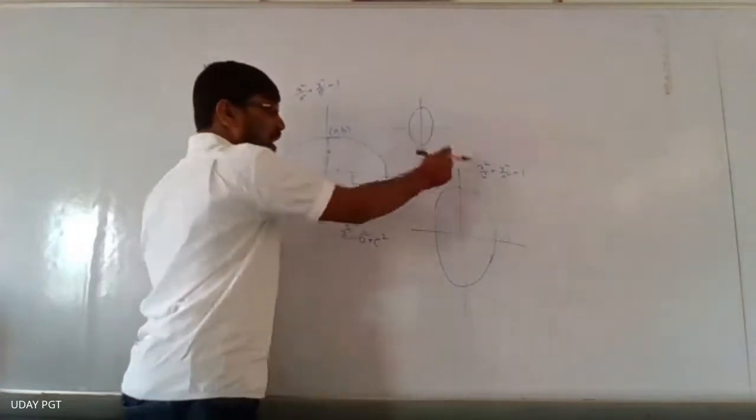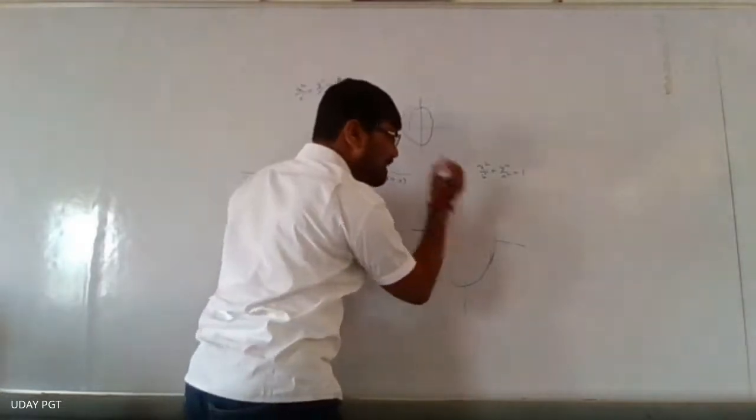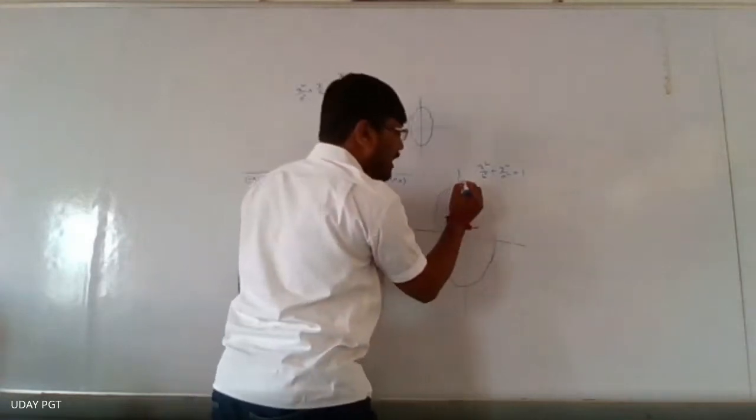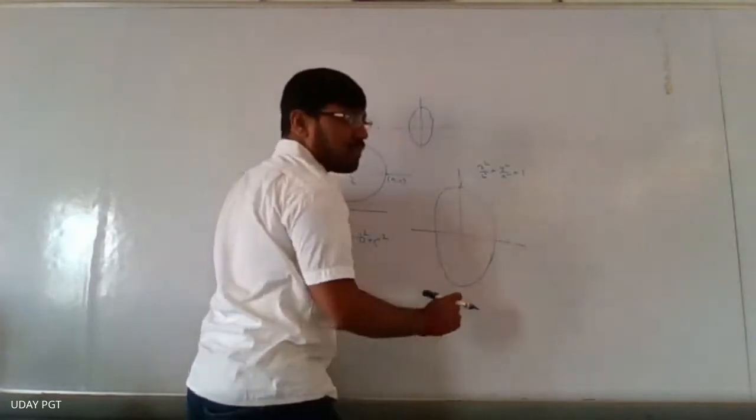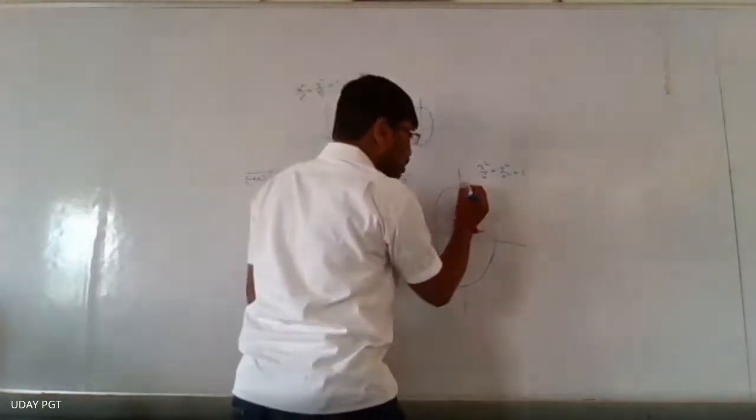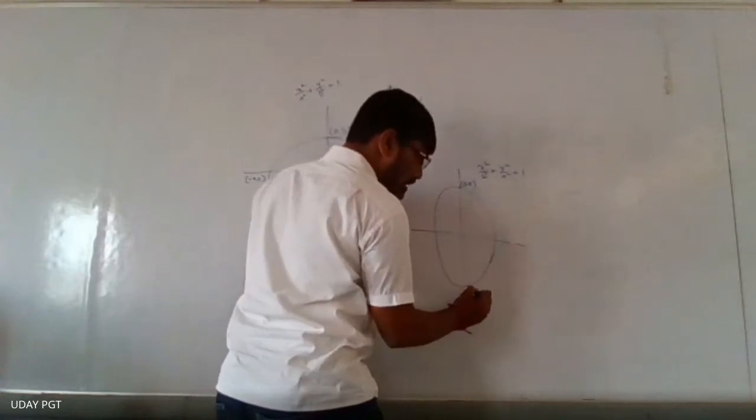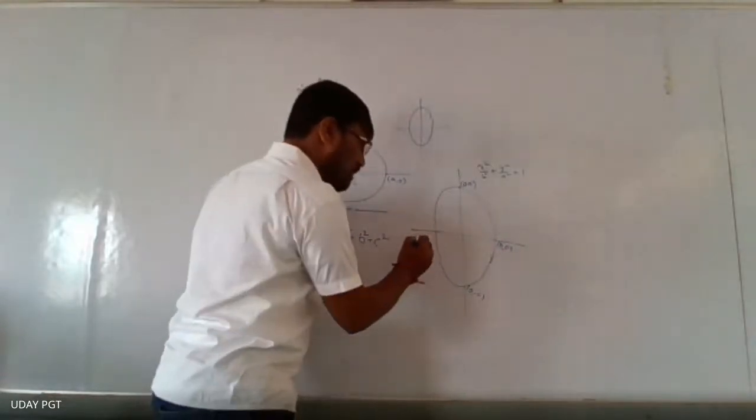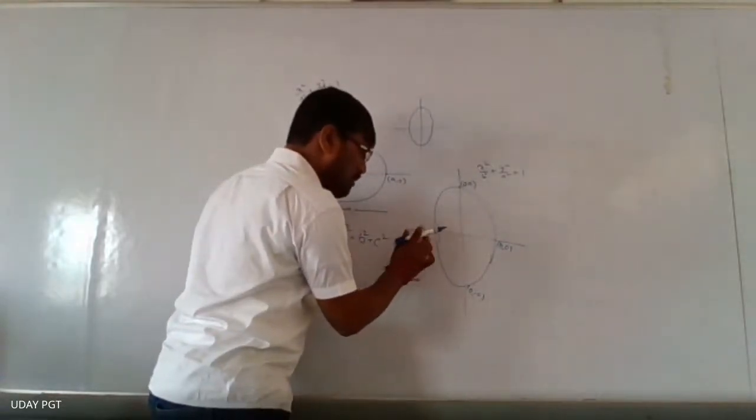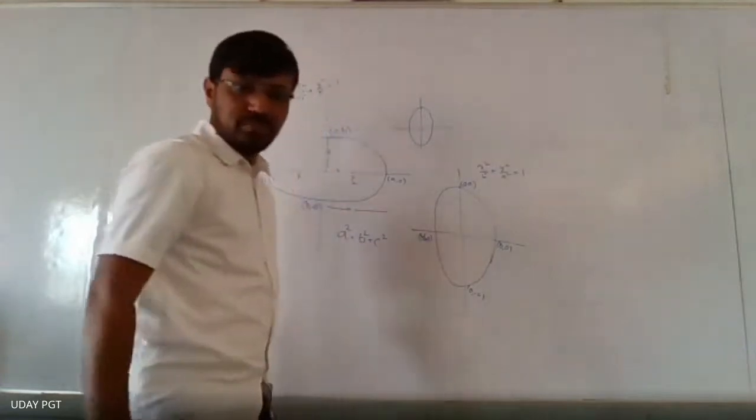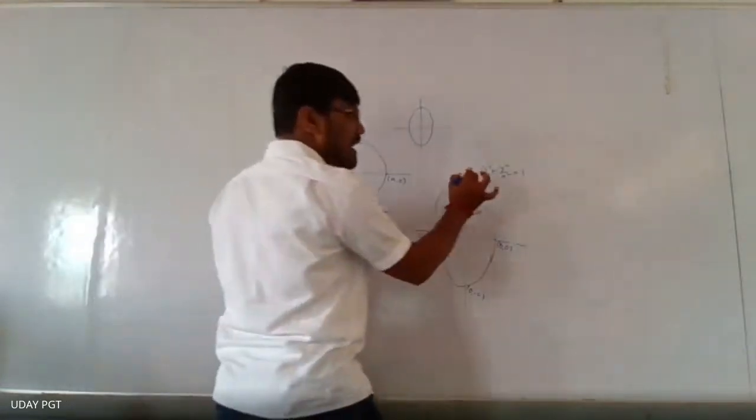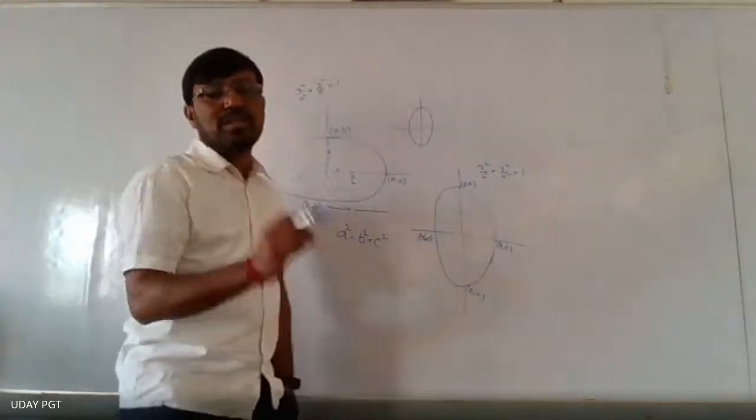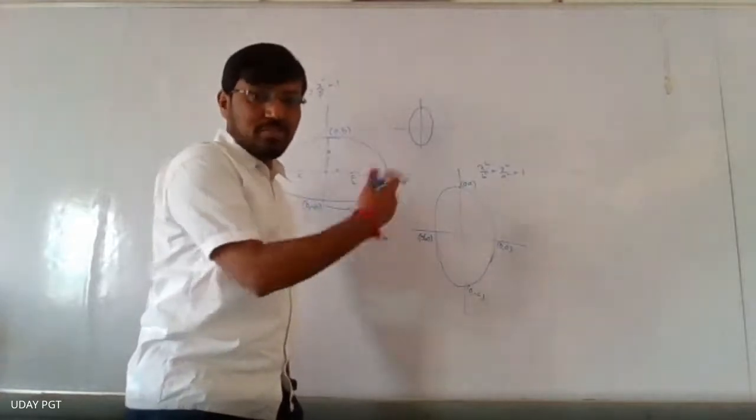Either it may be this one or this one. So A is represented here. This total length is 2A. So A means it is on the y-axis, so the x coordinate will be 0: 0 comma A. This is 0 comma minus A. This point is B comma 0, and this point is minus B comma 0. That's why we get the equation of this ellipse as x square by b square plus y square by a square equals 1. This is the story about the ellipse.